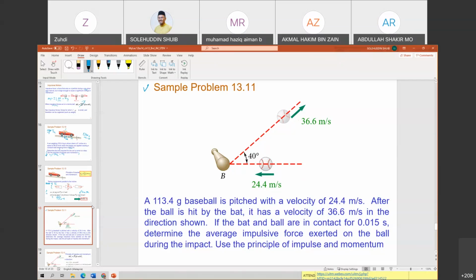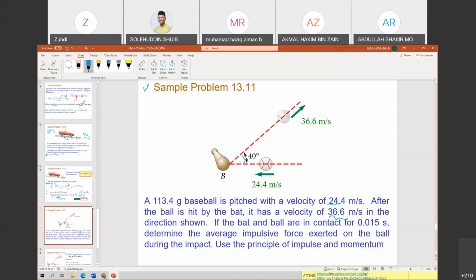24.4. Somebody throws it to you this way, 24.4 meter per second, and then this batsman hits it at the angle 40, going with the speed of 36.6 meter per second. So we have the velocity of 24.4, and then after being hit, it has the velocity of 36.6 meter per second in this direction, at this 40 degrees angle.